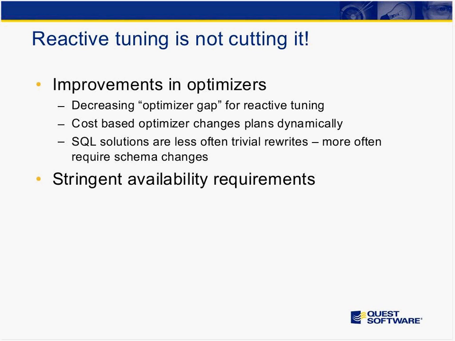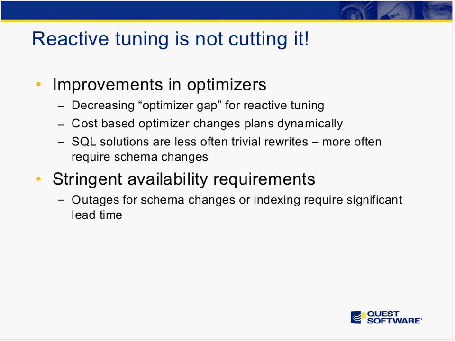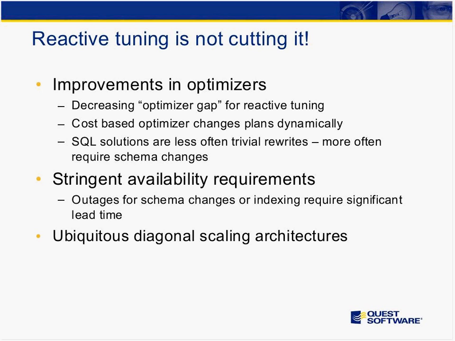We've always had to reduce planned and unplanned downtime, but the amount of planned downtime that is acceptable has been reduced over the years. So there's more and more demand for continual availability. Outages for schema changes or indexing require a lot of planning and a lot of lead time. And in a reactive approach, you really don't have the lead time that you need to make that change.